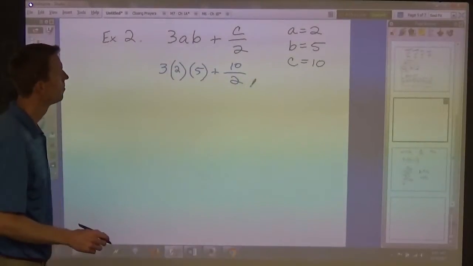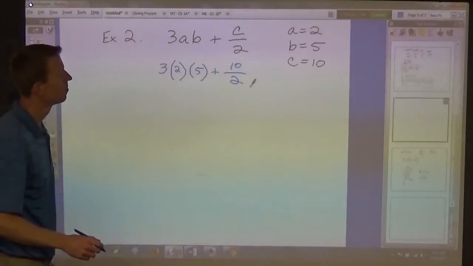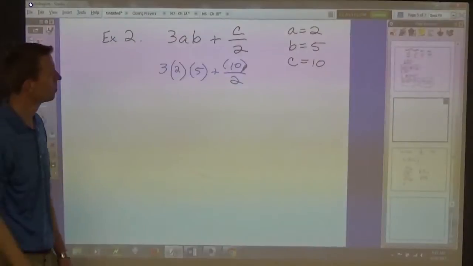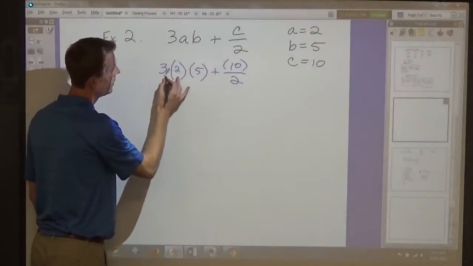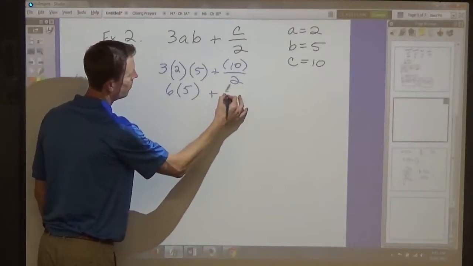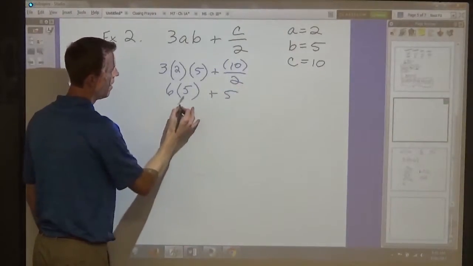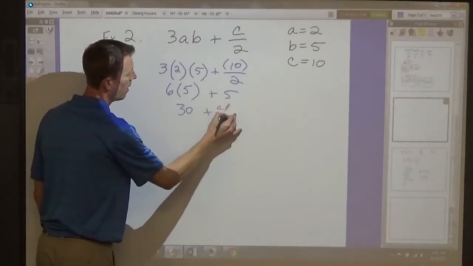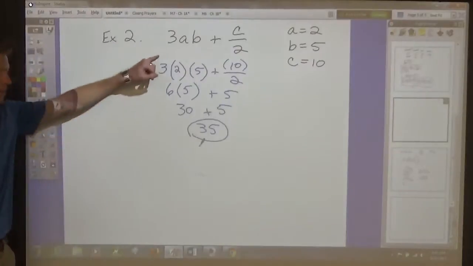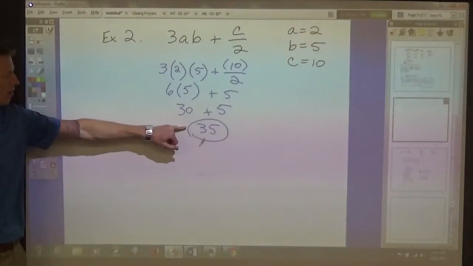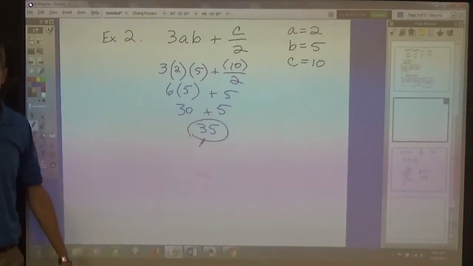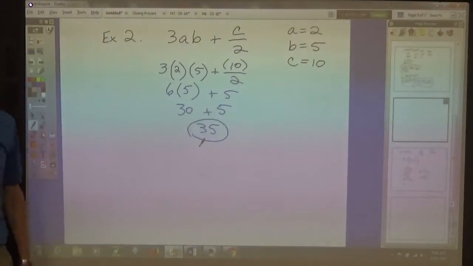Okay. So over a fraction like that, you don't want us to put it in parentheses? Oh, I'm sorry. Yeah, you should put it in parentheses. Yep. So this would be 6 times 5 plus 5, and then 30 plus 5, and then 35. So we're using the order of operations, which we worked on yesterday's lesson, and then finding the value. Okay?